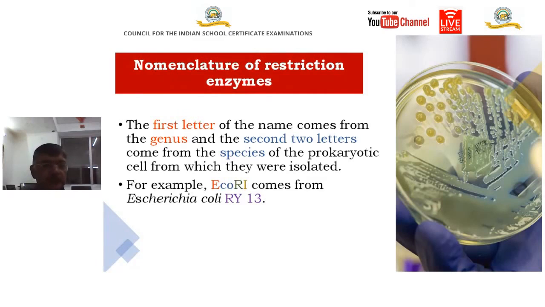This Roman numeral refers to the order of discovery, the isolation of this enzyme from this particular strain. So from the Escherichia coli RY13 strain, this was the first. If there is a second from RY13, it will be called EcoR2. Then from the same strain, if we isolate another one, it will be called EcoR3, 4, 5, and so on.